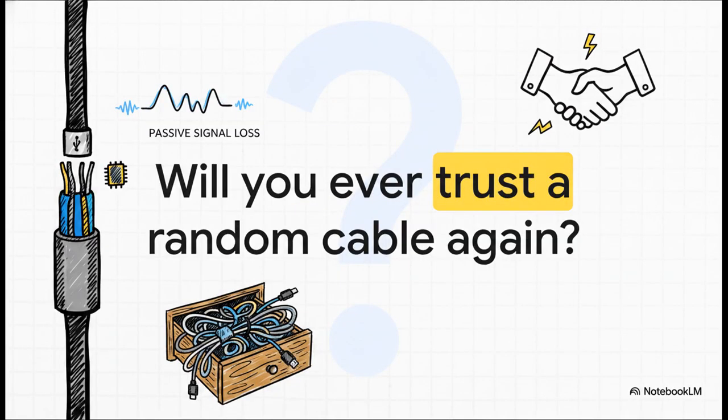So I'm going to leave you with this final thought. Armed with all this new knowledge of E-markers, twisted pairs, superhighways, passive signal degradation, and intense power delivery handshakes, let's be real. Will you ever look at a random unmarked cable sitting in a coffee shop drawer the exact same way again? Yeah, I didn't think so.